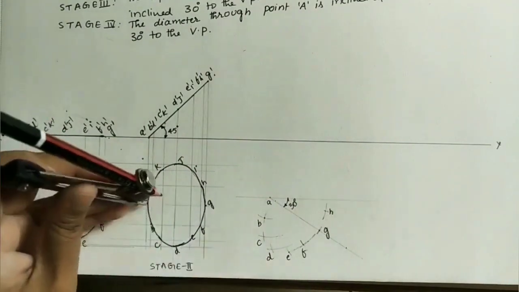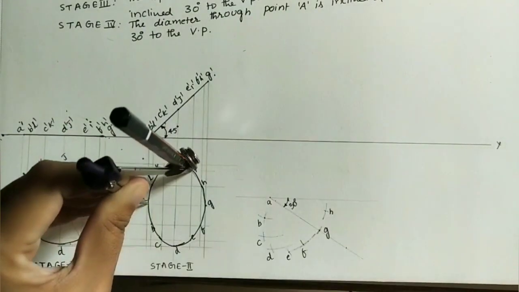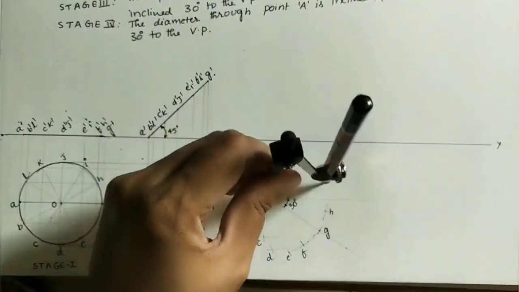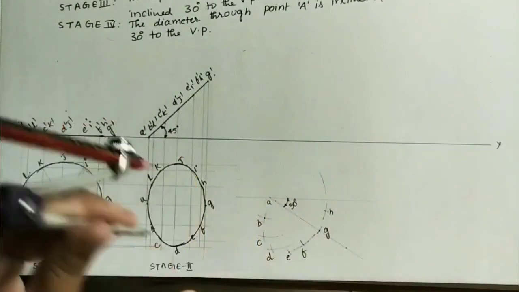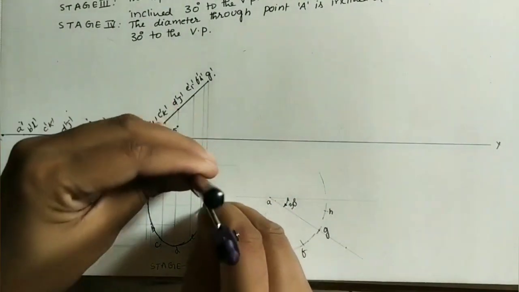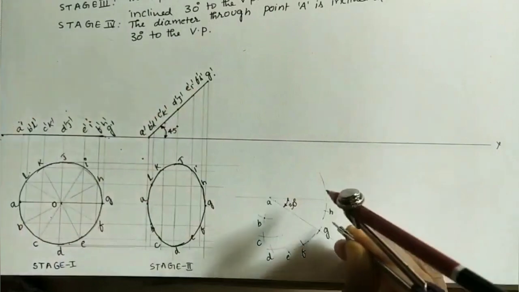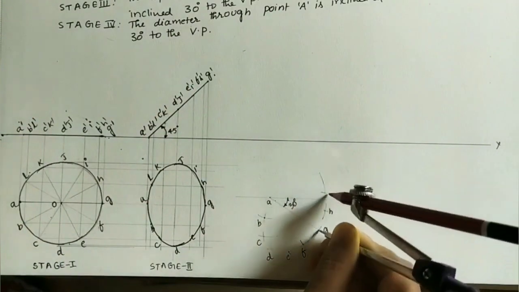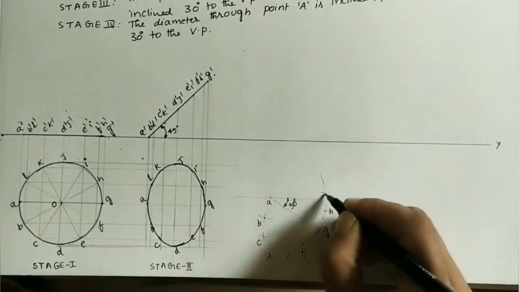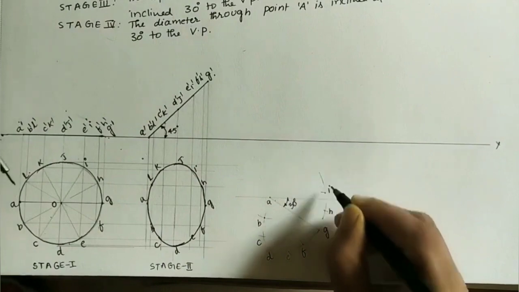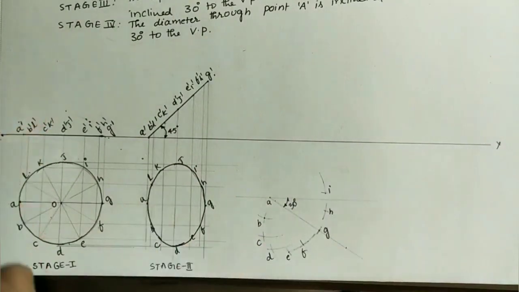Next is I. Take AI length. A as center, do an arc here. Next GI length. G as center. Cut this arc. Take this intersection point I. Next J point.